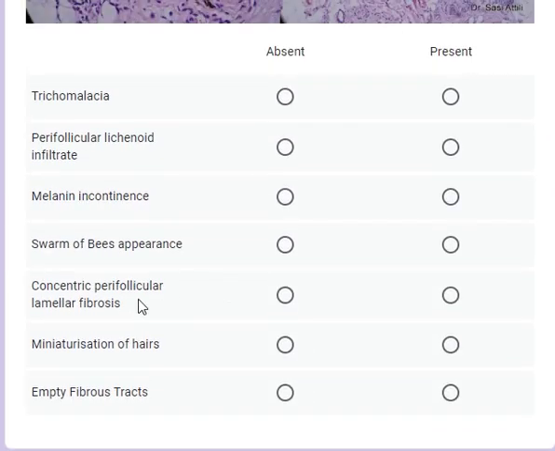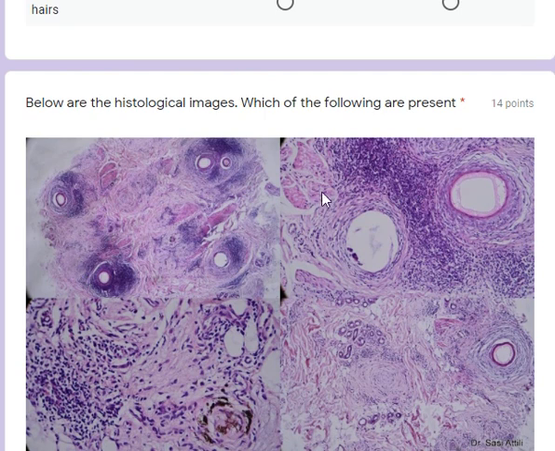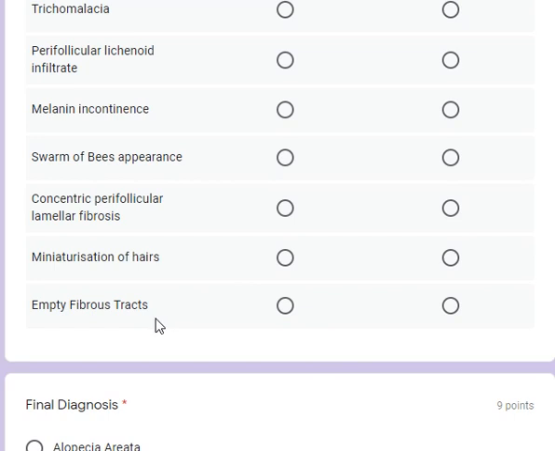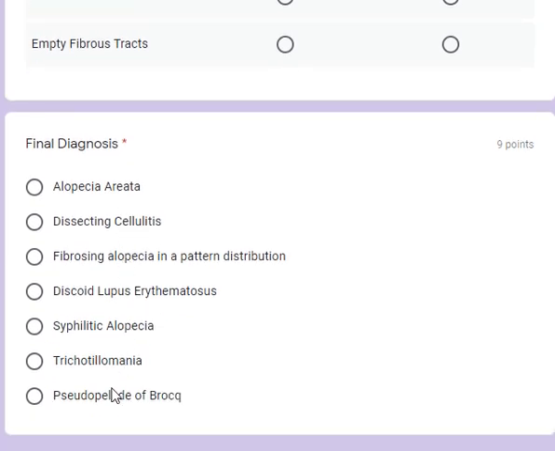Okay. Then concentric perifollicular lamellar fibrosis present, miniaturization of hairs is absent. You don't see much miniaturization. These are all terminal hairs. This is maybe a small miniaturized hair, but that's a vellus hair, but one vellus hair within about 4 hairs does not mean anything. Empty fibrous tracts are present. So the final diagnosis, and I hope some of you have got it right, 1/3 approximately have got it right.